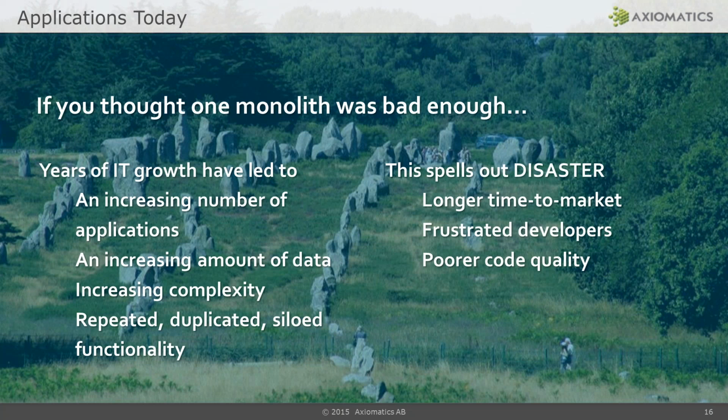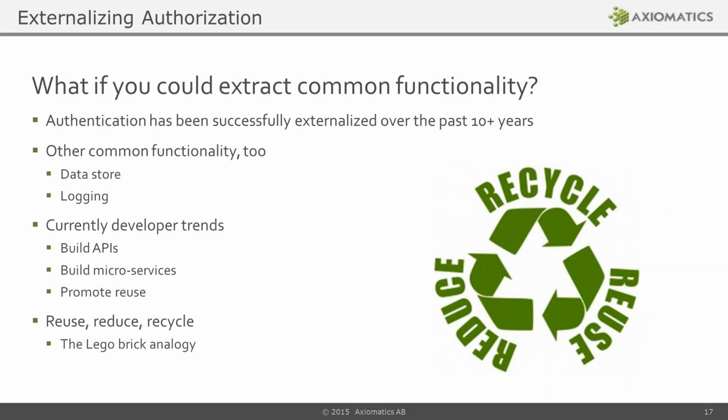Also, what we notice is that the quality of the code isn't that great all the time, and that's partly because developers now have to not only deal with the security aspects of the app, but also the business aspect of the apps and other aspects. So that's not a great place to be at. So what if we could simply extract common functionality? That's not a big revolution.